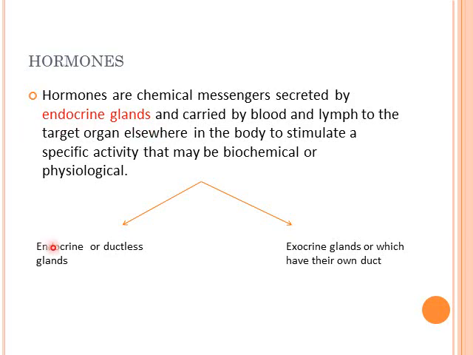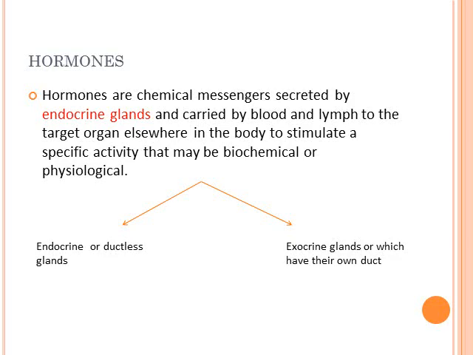What are endocrine glands? Endocrine glands are ductless glands, which means the hormones secreted from these glands are directly poured into the blood, and they directly act on the target organs which help to achieve the function.